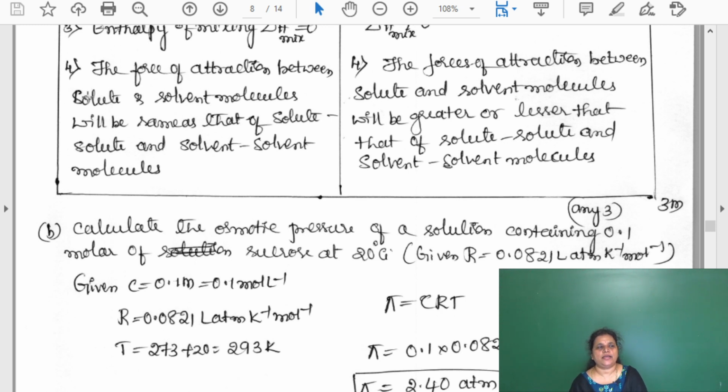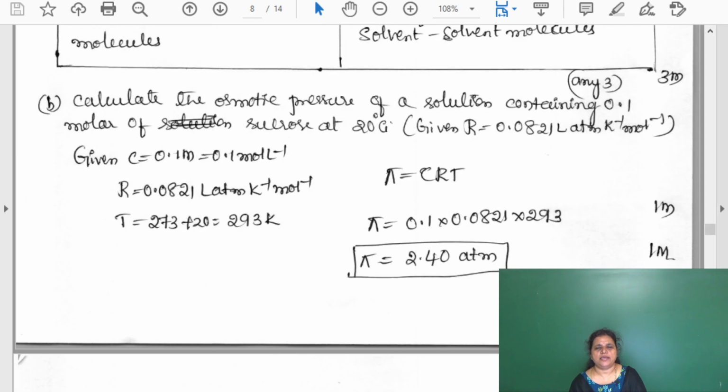You can even write it in terms of AB. So solute and solvent can also be mentioned as A and B. Any 3 you have to write and that carries 3 marks.